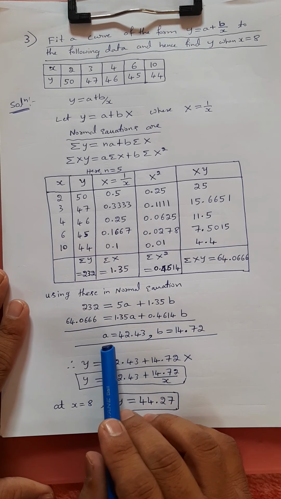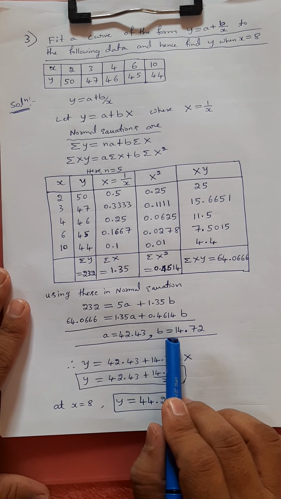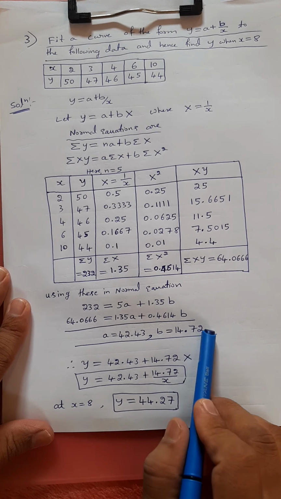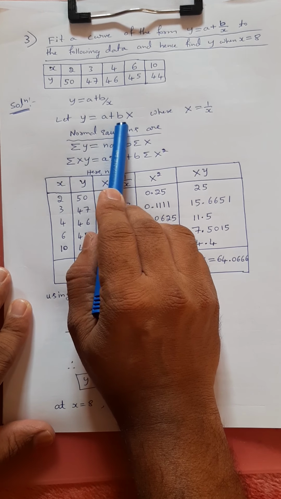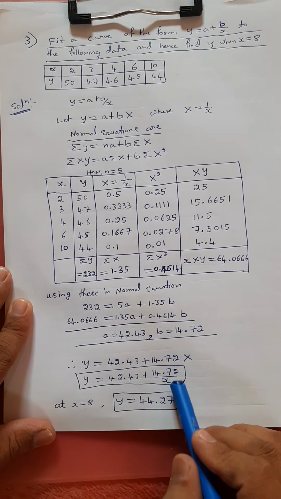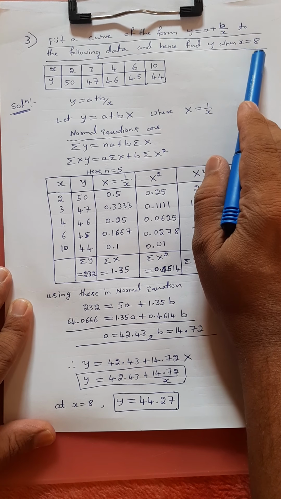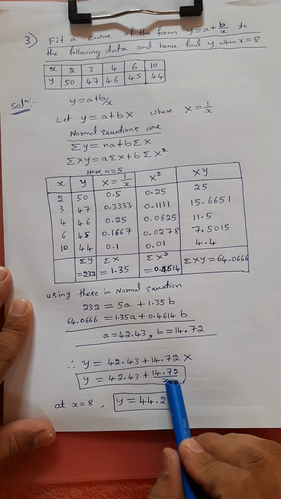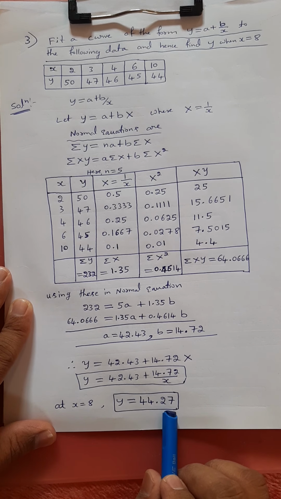Using a calculator find a and b. The a value is 42.43, b value is 14.72. Substitute the a and b values in this equation. Again capital X means 1 by small x. Also you have to find y at x equals 8, so put x equal to 8 in this. Therefore y equals 44.27.